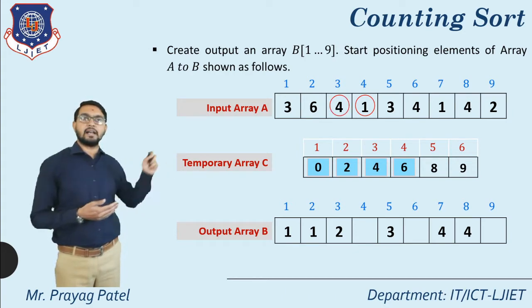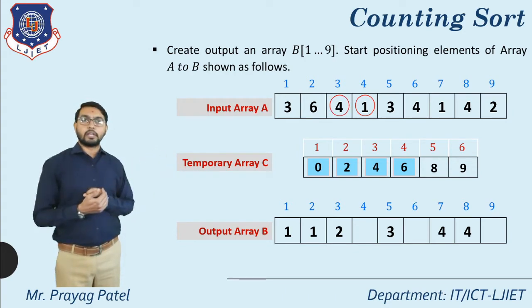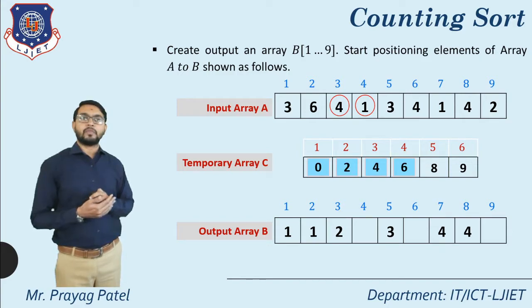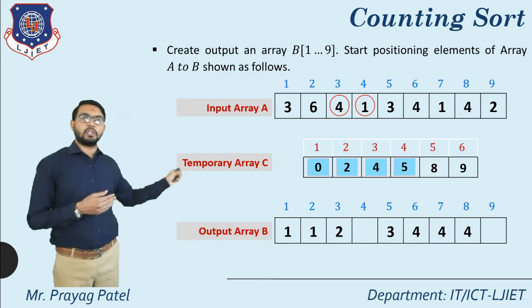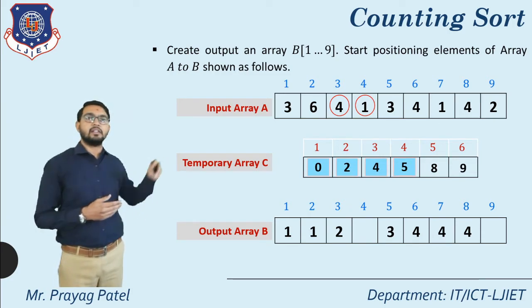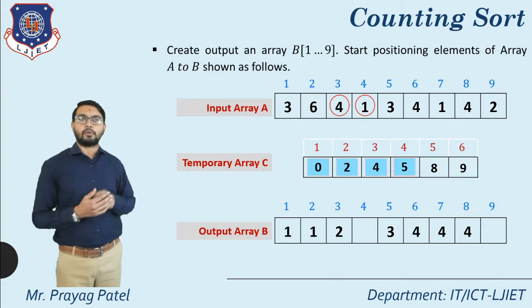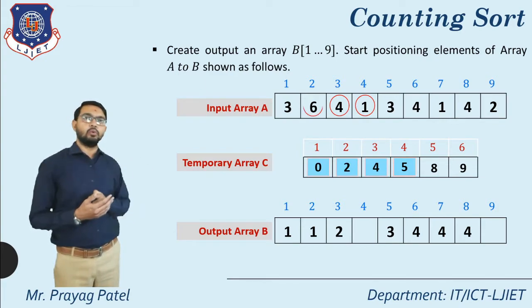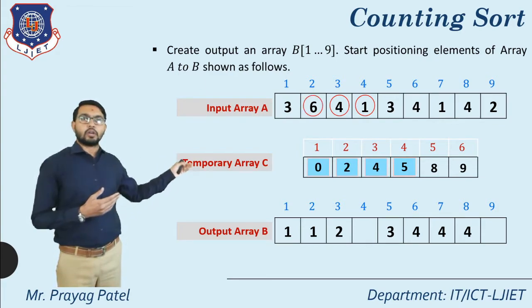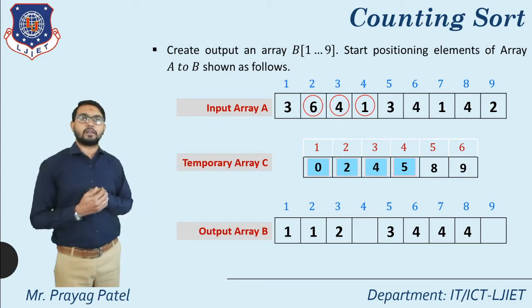Now consider the next value, 4. Location number 4 in array C has the value 6. So at the sixth location, put the value 4 at location number 6, and decrement C of 4 from 6 to 5. Now the value is 6, so consider C of 6. C of 6 equals 9.